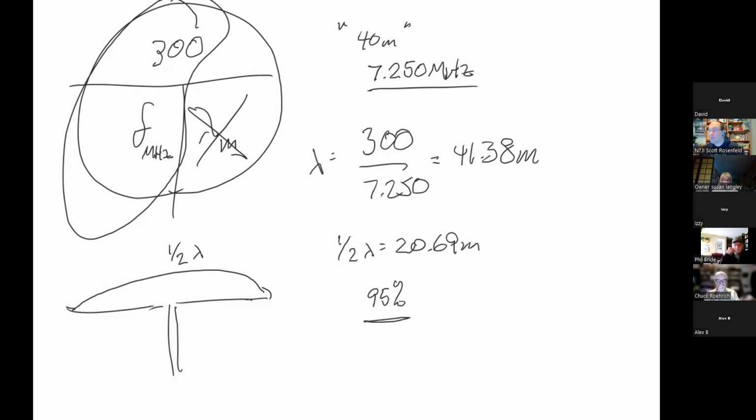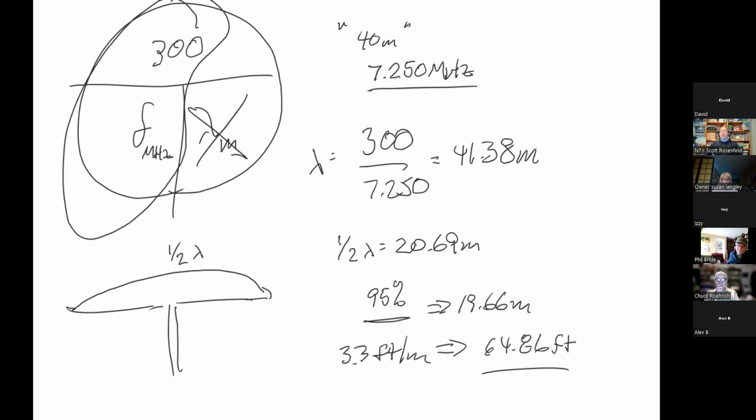And that gives us 19.66 meters. And now we're going to take this and convert it to feet. It's roughly 3.3 feet per meter because most of the world works in meters. And we get 64.86 feet long. So typically what you would do in this case is you'd say, okay, we're going to make this antenna 65 feet long. That's a half-wave dipole. That's the total length of the antenna. And that is how you make an antenna.